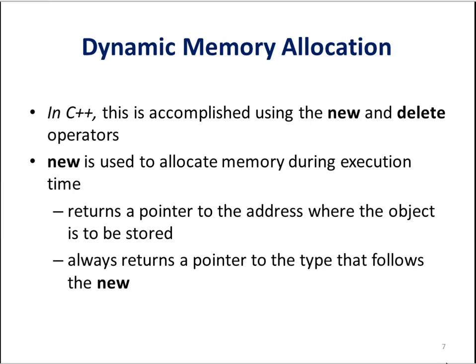Dynamic memory allocation in C++ is done through the new operator and deallocated through the delete operator. New is used to allocate memory during execution time, or at the time of execution of the program. It returns the pointer to the address where the object is stored, or where the object is to be stored. It always returns a pointer to the type that follows the new. This means if you are allocating memory using new for an integer, it returns a pointer of integer type. If you allocate memory for an object using new, it returns a pointer of the object type.